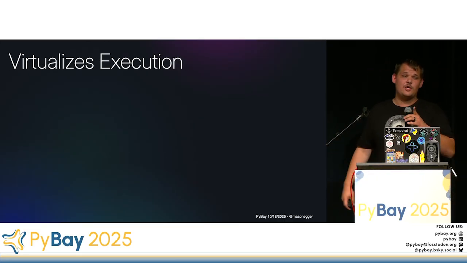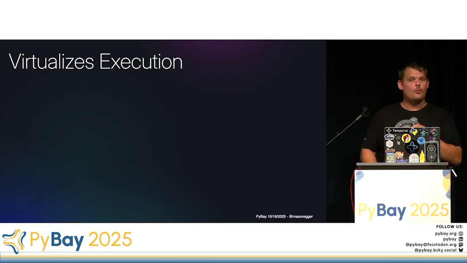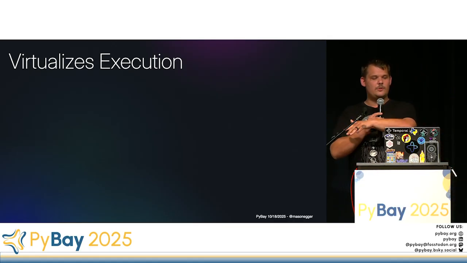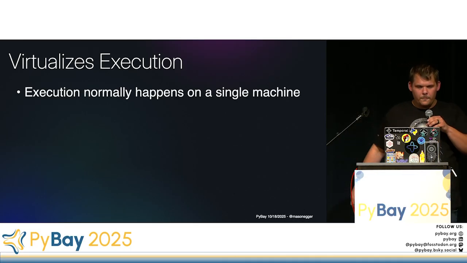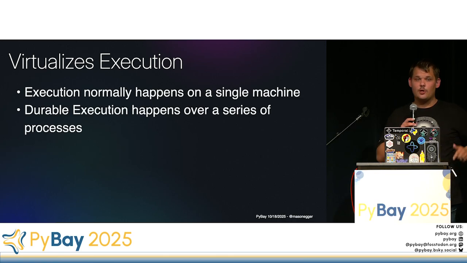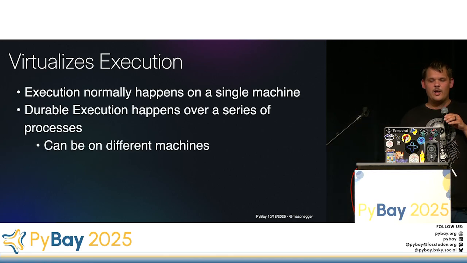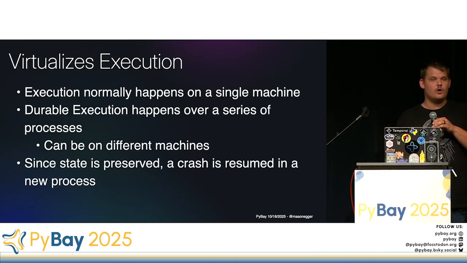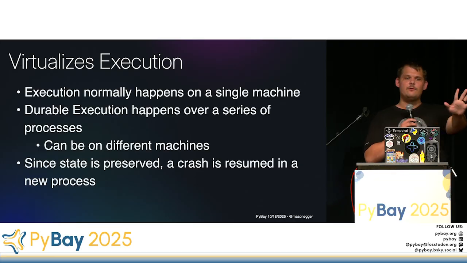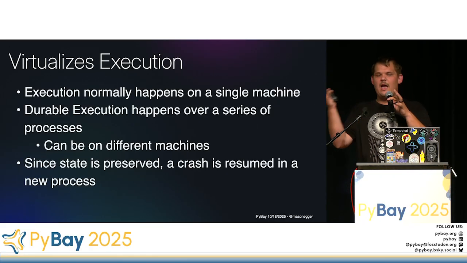So it virtualizes execution. This is a really fun one. Durable execution virtualizes execution. Execution normally takes place in a single process on a single machine and will immediately end if that process crashes for any reason. Durable execution takes place across a series of processes. It's not just limited to one, each of which can be running on potentially different machines than the one before it. And if the current process crashes, durable execution will ensure that the work transparently resumes in the new process, recreating the application state up until the point of failure. And basically, this makes your failures appear as if they never happened at all.